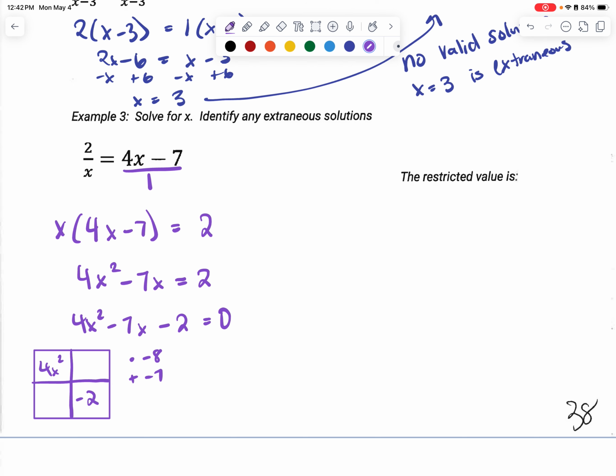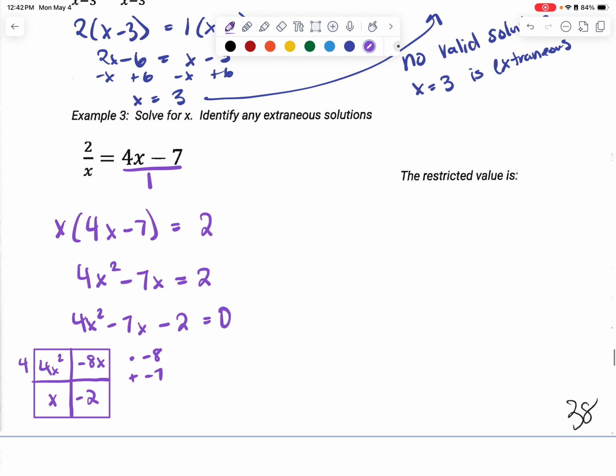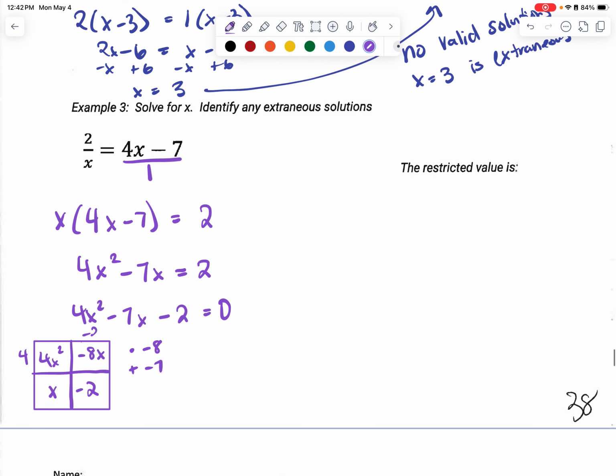So I'm thinking 1 and 7. And which one do I need to make negative? Well, I want them to add, 1 and 8 to multiply to negative 8. And I want them to add to negative 7, so let's make it negative 8x and positive 1x. That adds to negative 7x and multiplies to negative 8. There we go. So when we find the dimensions of this box, we think about our greatest common factors.